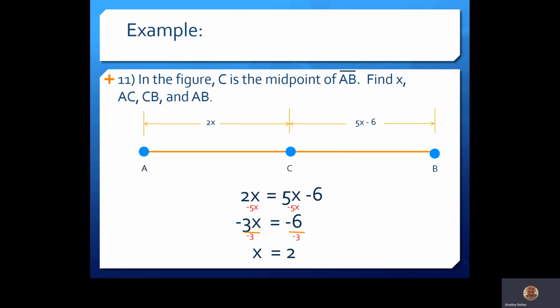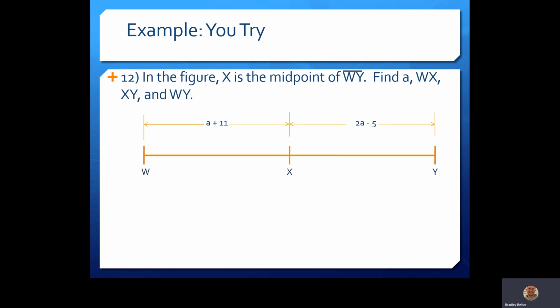So already we're applying things we've learned in previous lessons. The next one is exactly the same. I just switched up some of the lengths and some of the names of the points, but you're doing the same exact thing. You're going to find the missing variable. You're going to find 3 segment lengths. So you need 4 total things. Work this one out on your own. Pause the video. We'll go over it in a second.